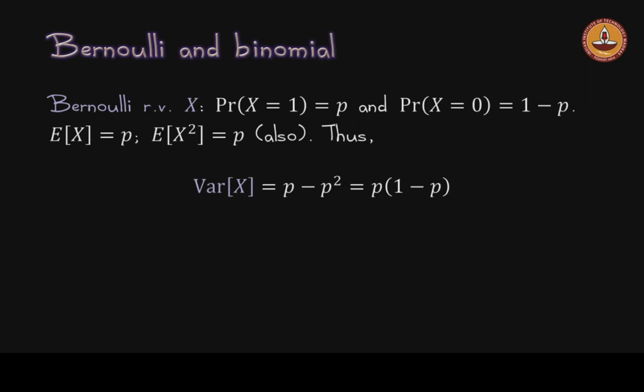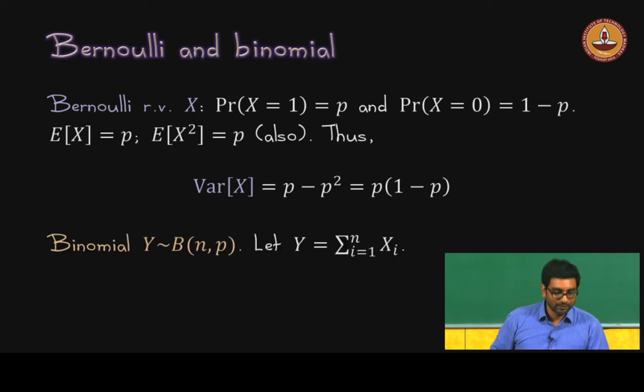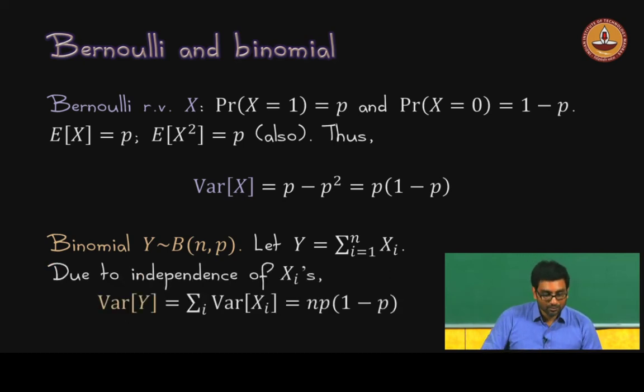So, let us look at the Bernoulli random variable. X equals 1 with probability p, 0 with probability 1 minus p. The expectation of x is p, and the expectation of x squared is also p, because when you square a 0-1 random variable, it remains a 0-1 random variable. So, the variance of x, you run it through the formula, you are going to get p times 1 minus p. The binomial random variable is just the summation of n Bernoulli random variables. So, due to independence, you can just sum them up, and you get n times p times 1 minus p.